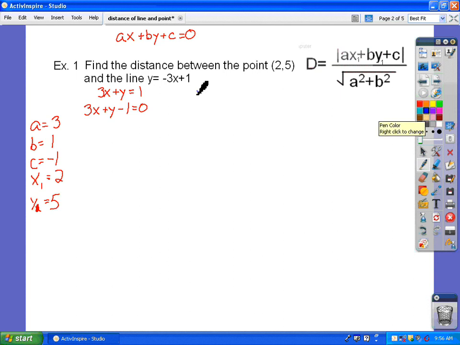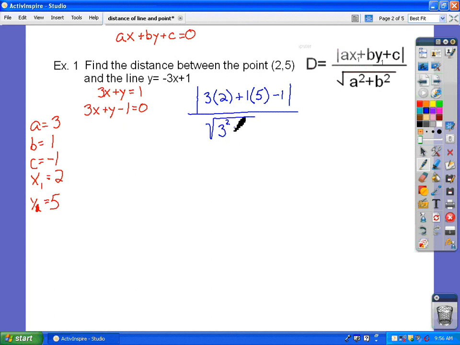Now, I've got all the pieces of the puzzle right here. Let's put them all together. So here's what we get. The value of a is 3, and x1 is 2. The value of b is 1, and the value of y1 is 5. And in the end, the value of c is negative 1. So I can put a negative 1 right there just like that. And that's all over a squared plus b squared. So in this case, a squared is 3 squared, and b squared is 1 squared like that. Okay, now everything is in place.